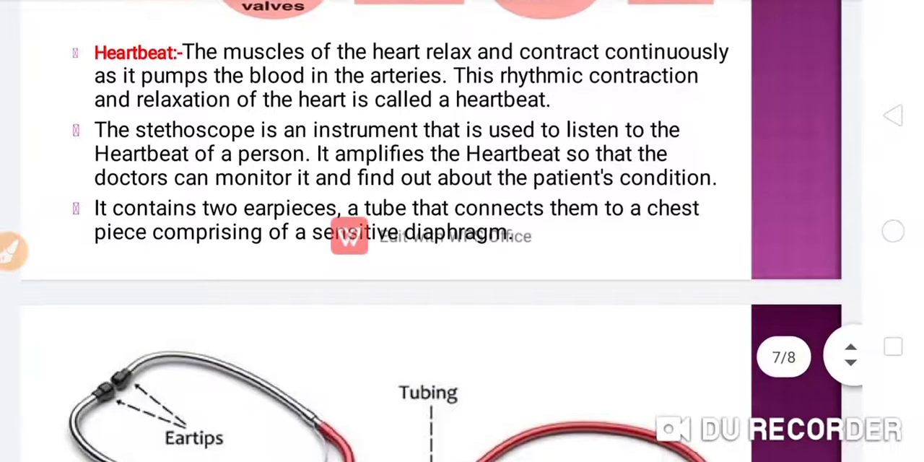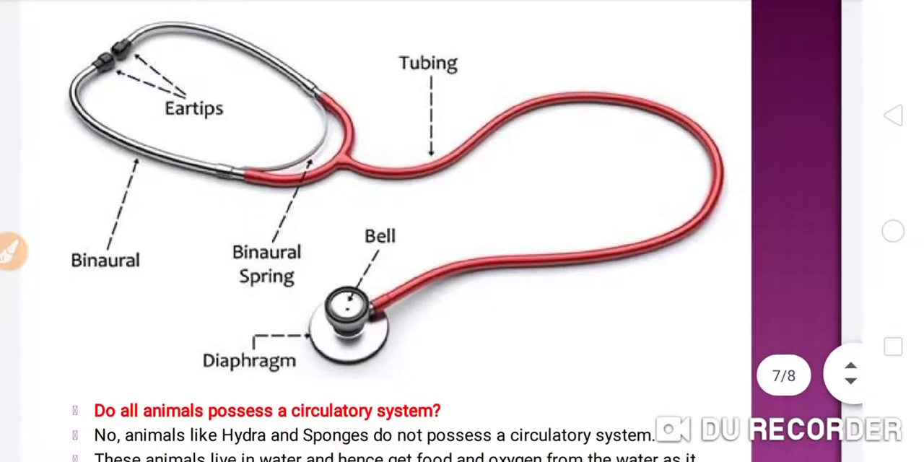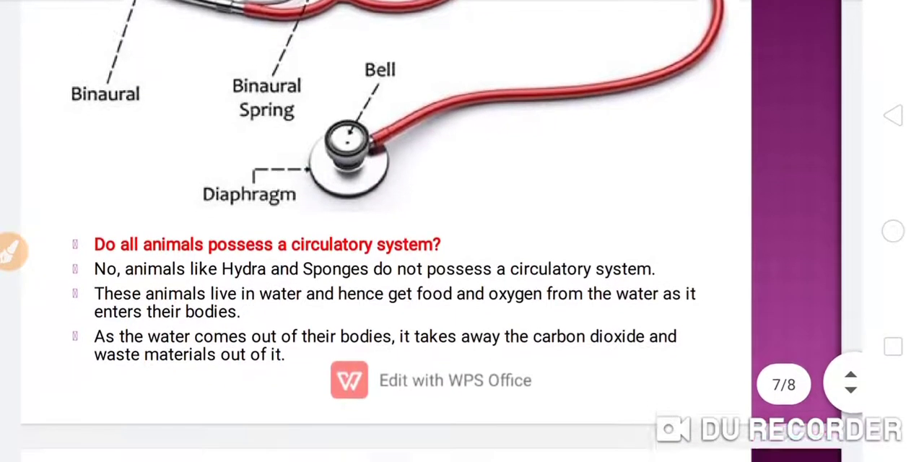It contains two ear pieces, a tube that connects them to a chest piece, comprising a sensitive diaphragm. So here we have discussed its structure also, and you can see in this given figure its important parts, that is a well labeled diagram. You can mention it in your notebook also as notes.